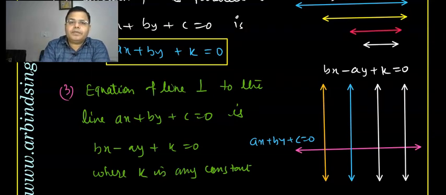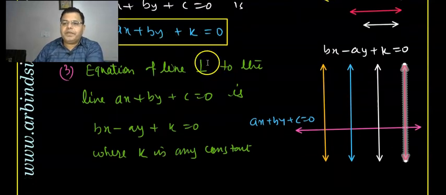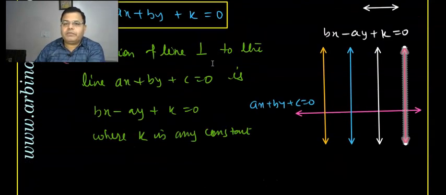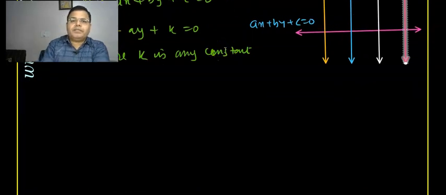I hope you got it. For different values of k, there will be different lines, isn't it? But all of them have the same character, because they follow the common characteristics, and therefore they form a family. I hope you got it. This will be used whenever it is required. Let us start with the very first question from the exercise.